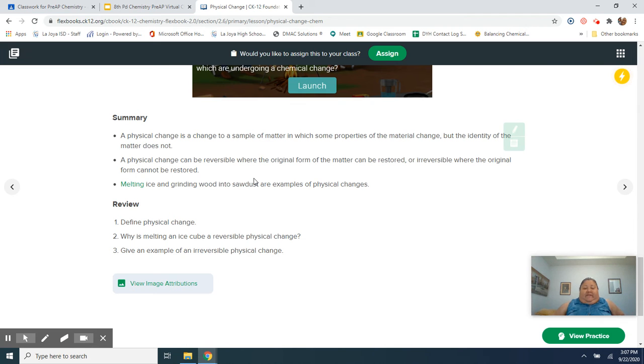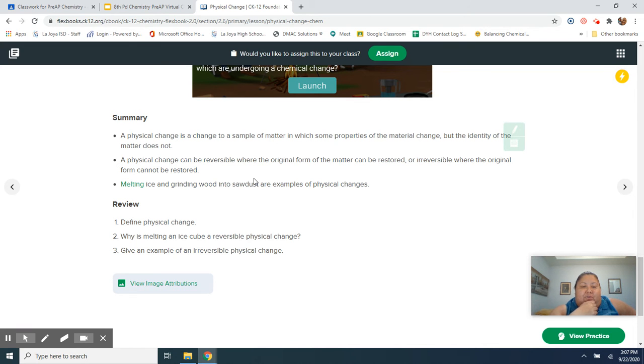Okay, so in summary of this section, physical change is a change to a sample of matter in which some properties of the material change, but the identity of the matter does not. A physical change can be reversible, where the original form of the matter can be restored, or irreversible, where the original form cannot be restored. Melting ice, grinding wood into sawdust are all examples of physical change.